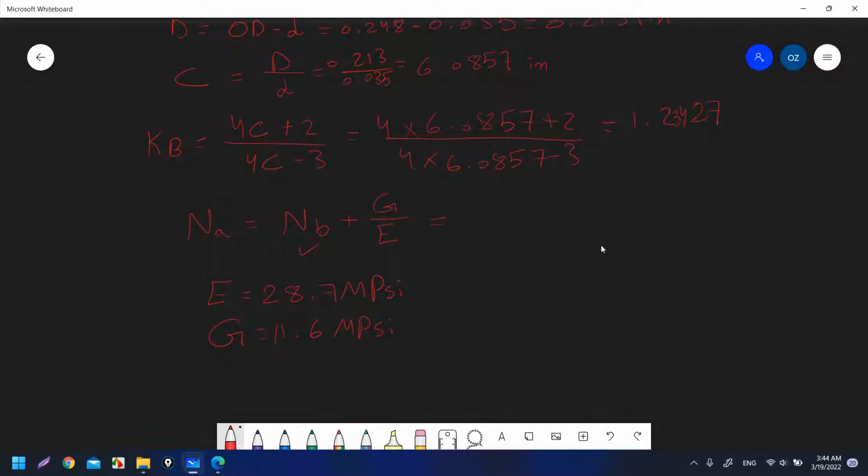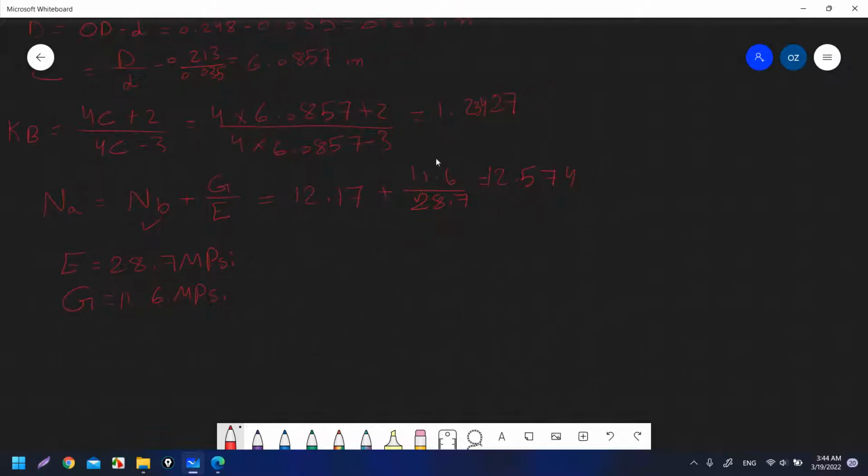Okay, so this one is equal to 12.17, the number of body coils, which is given in the question. Then the ratio will be 11.6 over 28.7. Okay, this will give you 12.574. And as you can see, 12.7 and 12.574 are near to each other. So this will give you an indication of whether your solution is right or not, because they must be near to each other. And I divide them directly because both of them are in the same unit. They must be in the same unit.